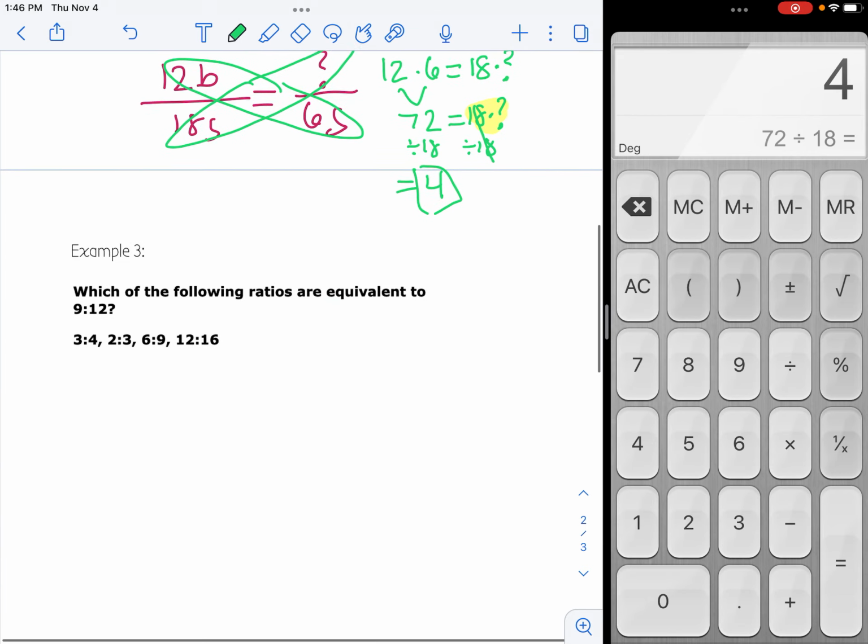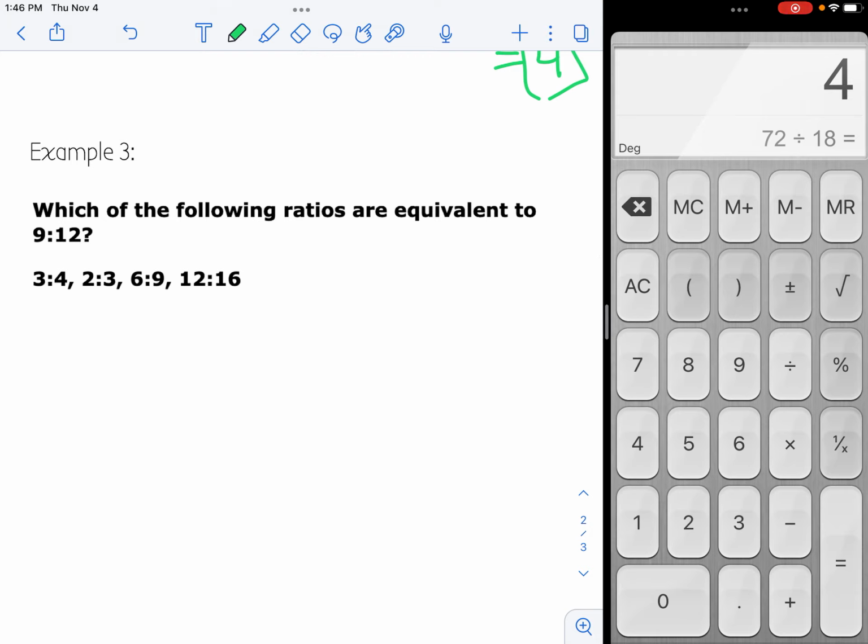All right, last one. Which of the following ratios are equivalent to 9 to 12? So I have 3 to 4, 2 to 3, 6 to 9, and 12 to 16. So to set these equal, I'm just going to write them out. So I'm going to write them as fractions this time. 3 to 4, is this equivalent to 9 to 12?